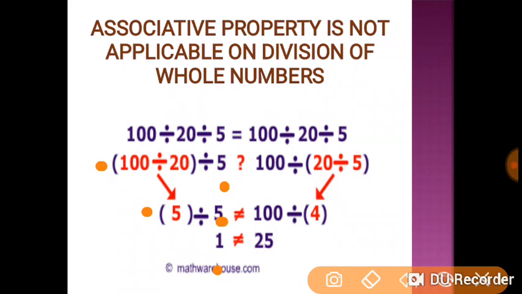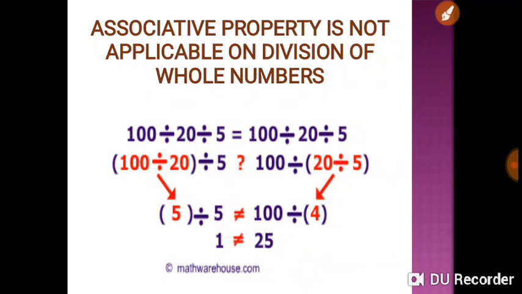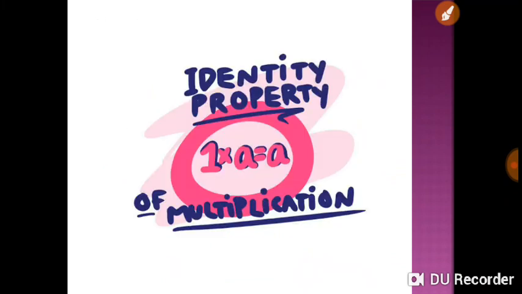Another way of doing this: first pair 20 and 5. So 20 divided by 5 will give you 4. 100 divided by 4 will give you 25. 1 is not equal to 25. It means associative property is not applicable on division of whole numbers.